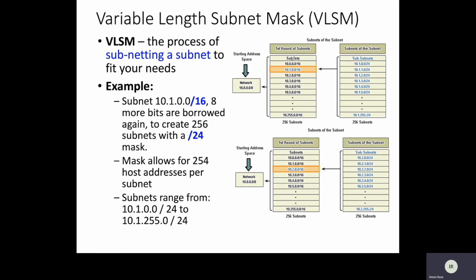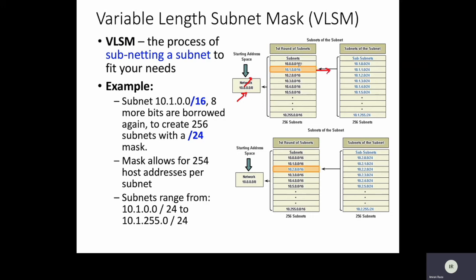For example, think of it as a round of subnetting. This is the network address that we got from the ISP, 10.0.0.0/8, and this prefix represents that 8 bits are representing the network portion. In the first round of subnetting, I have borrowed the second complete octet. So how many subnets will I be creating? Yes, you're right, 256 subnets.